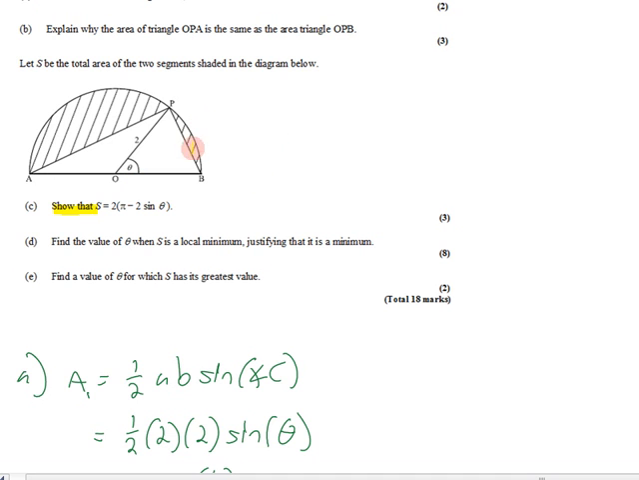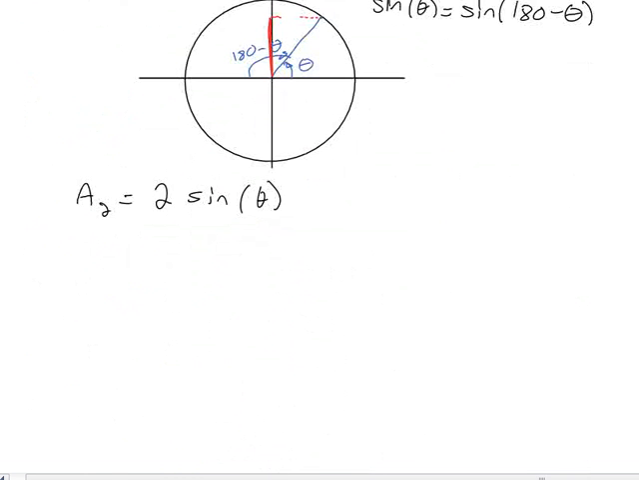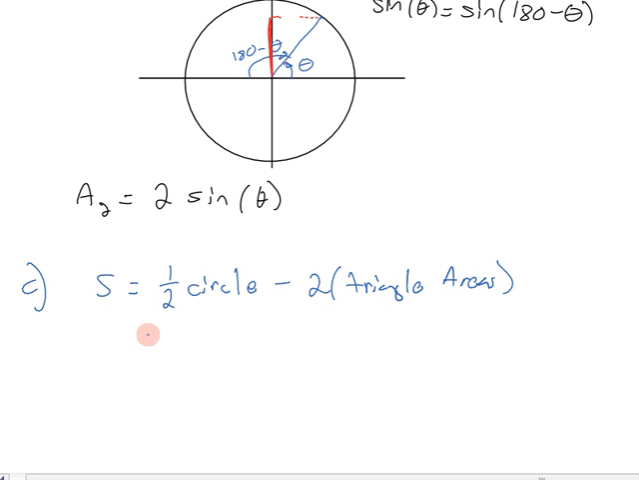And what I see is that the shaded areas are just the area of the half circle take away the area of the 2 triangles. So what I would say for part C is that S, the total of the shaded areas, is just going to be the area of a half circle, take away 2 areas of the triangles. Half an area of a circle is 1/2 pi r squared. Take away the area of each of the triangles, which we found to be 2 sine of theta.